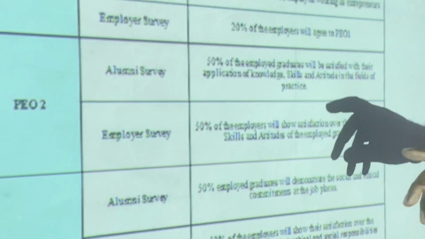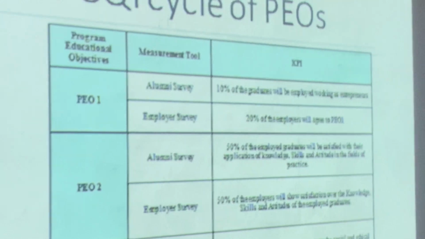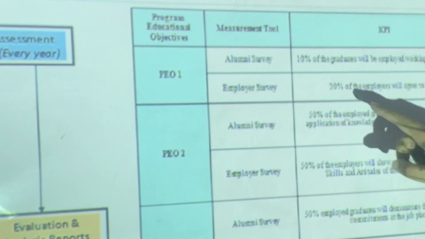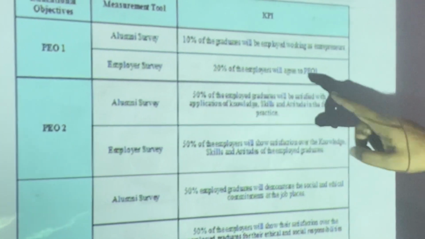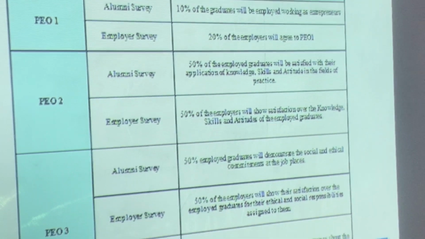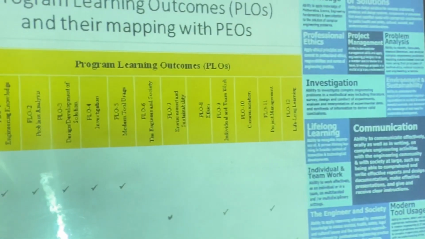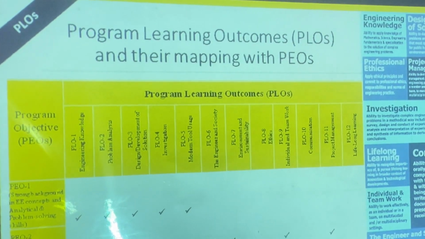And actually, one of the employer surveys from the engineering council was showing 50%. So we have changed it to 20% from the employers who agreed with the POs. Later on, it will be discussed from the survey forms. And these are the standard PLOs: engineering knowledge, problem analysis, and so on, 12 PLOs.